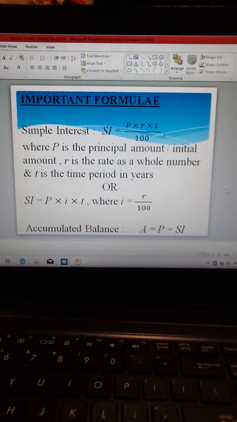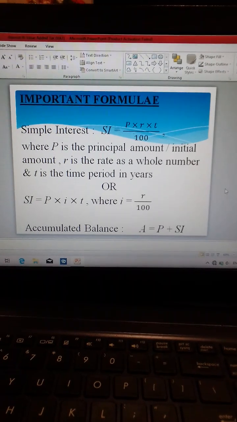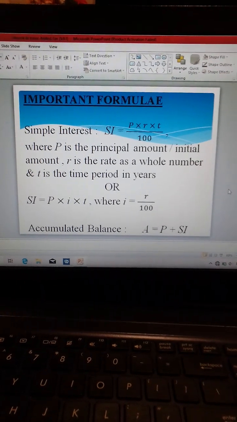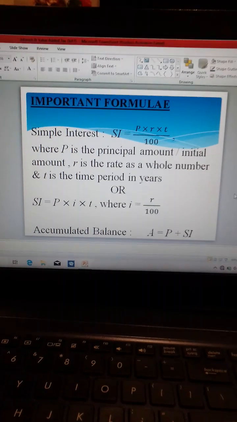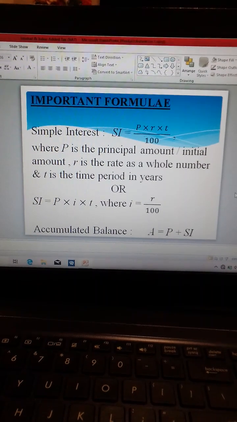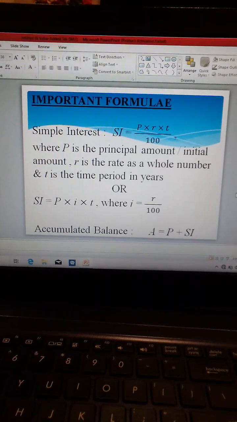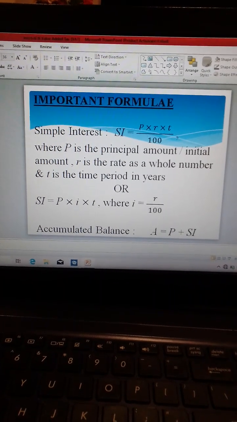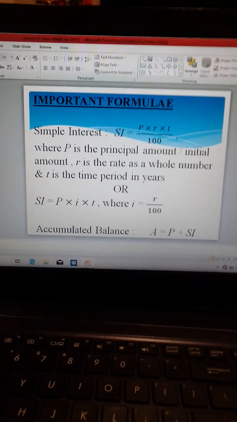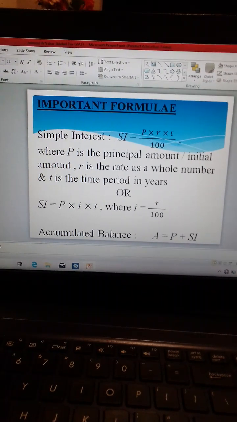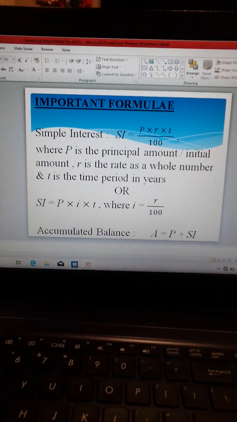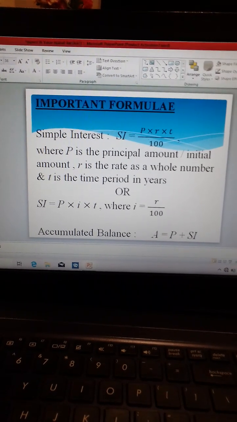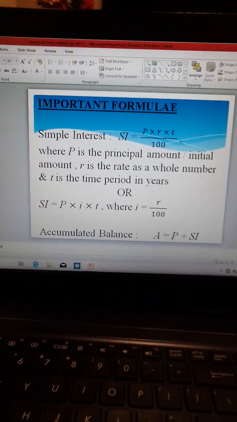So the important formula that you need to know is the simple interest formula. To calculate the amount of simple interest specifically, you say SI is equal to PRT over 100, where P is the principal amount or the original amount that was taken or the initial amount, R is the rate as a whole number or as a decimal, right, but not divided by 100. T is the time period in years, right?